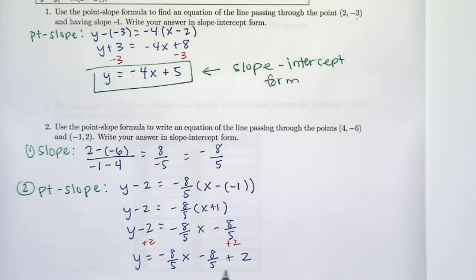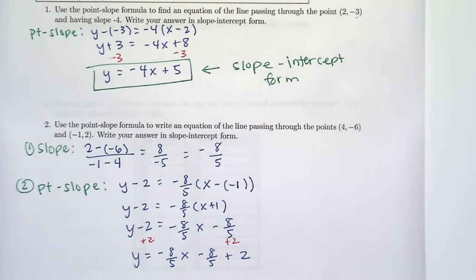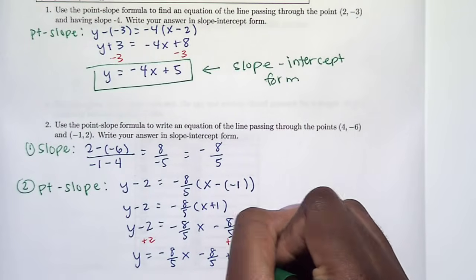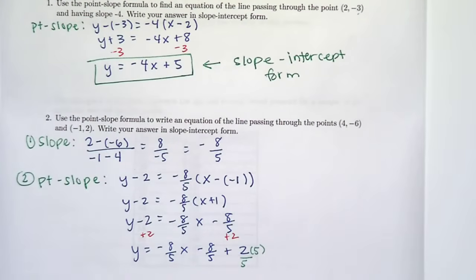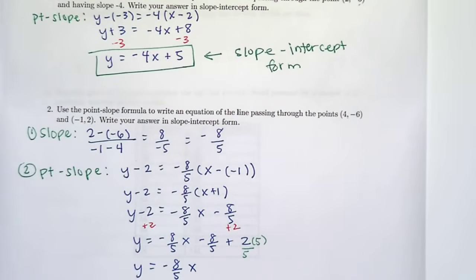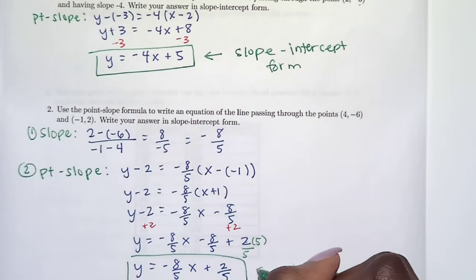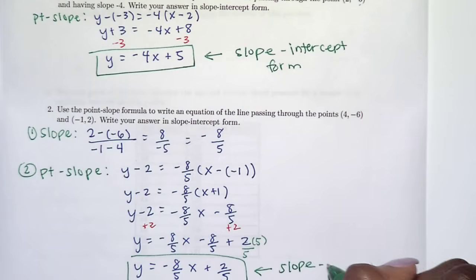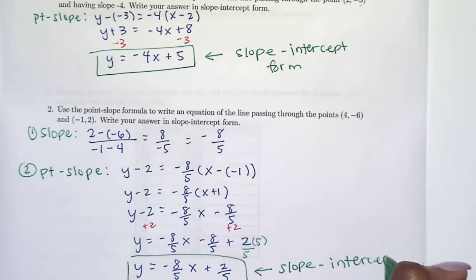All right, so how do we add these two fractions? Well, we need a common denominator. We can use 5 since 2 doesn't have a denominator at all. We just have to make sure we do the same thing on the top and bottom. All right, so we have a -8 and a +10, so that's going to be a +2, right? -8 plus 10 is +2 over 5. And this is our answer in slope-intercept form.